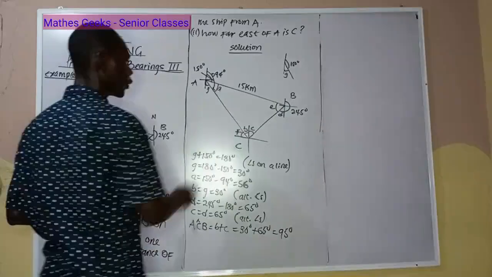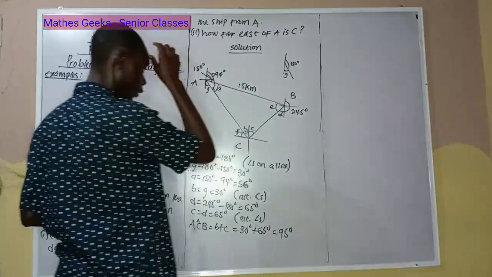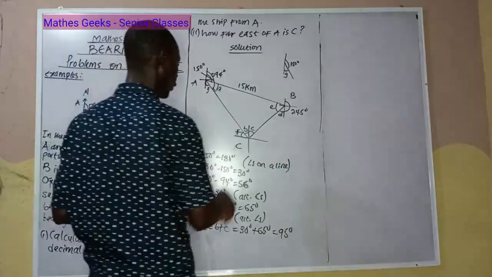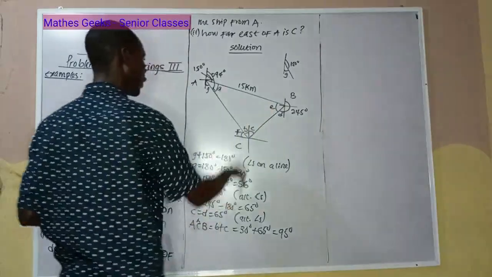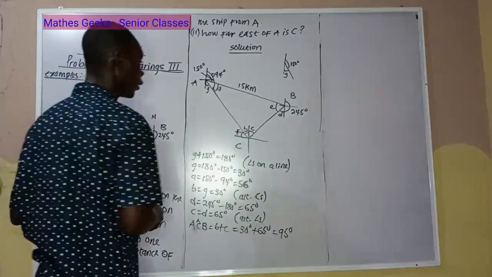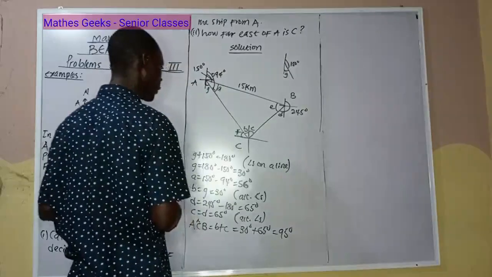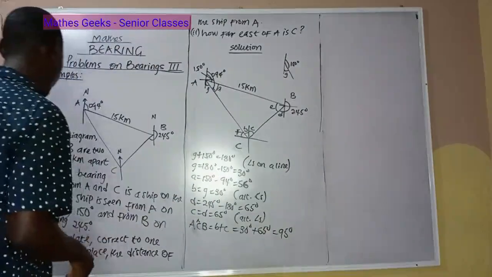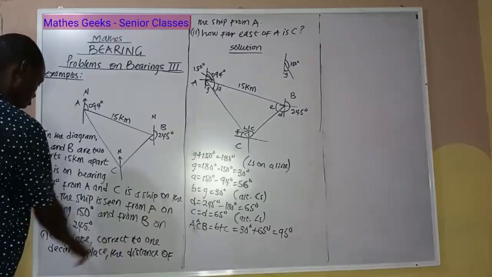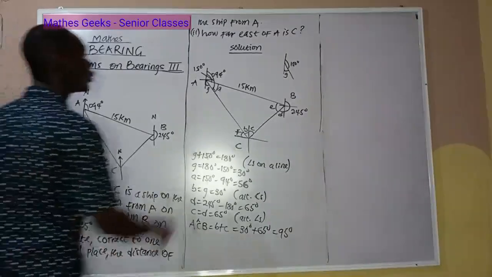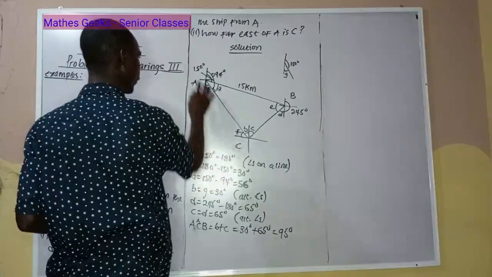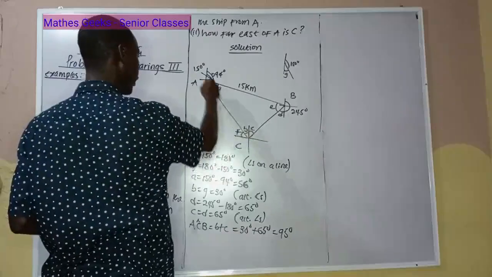Now, for us to get E, we're going to make use of either the sine or cosine rule, but let's look at the condition that is fulfilled. Now, for us to get the condition that is fulfilled, let's look at what we are looking for. The question says, calculate correct to one decimal place the distance of the shift from A. So this is the shift from A. So we are looking for the distance AC.